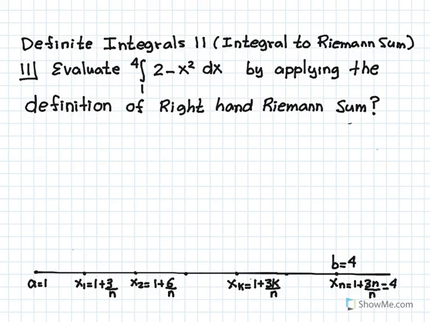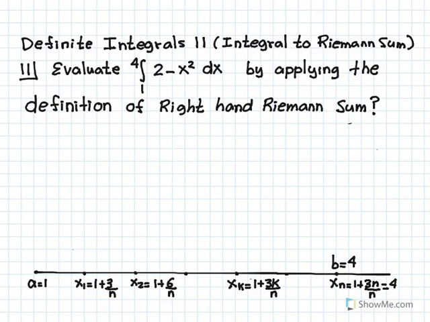In this video, we're going to transform an integral into a Riemann sum and use the properties of summations to evaluate that Riemann sum. So the question here is to evaluate the integral from 1 to 4 of 2 minus x squared dx by applying the definition of the right-hand Riemann sum.